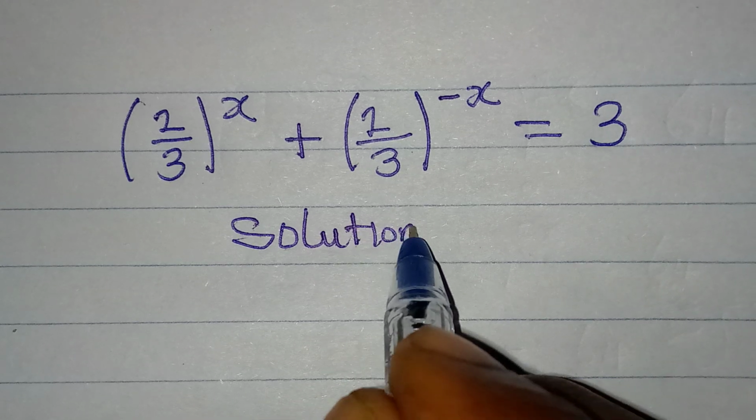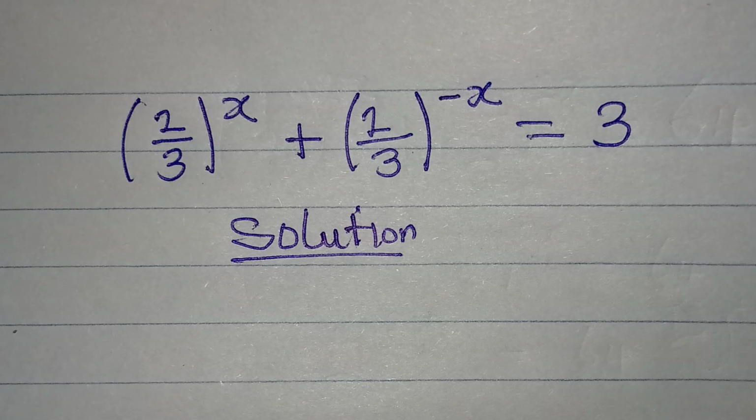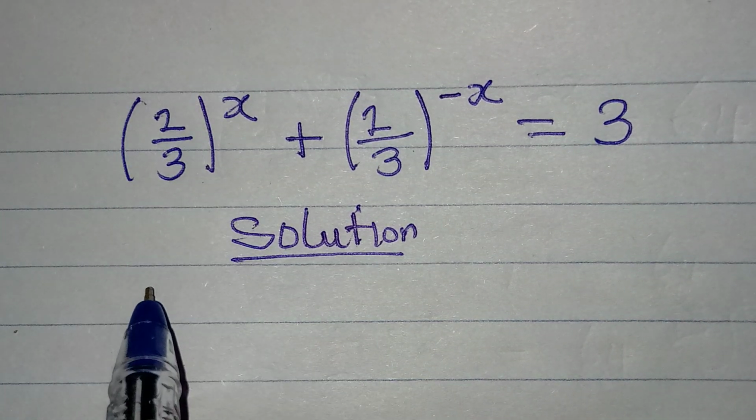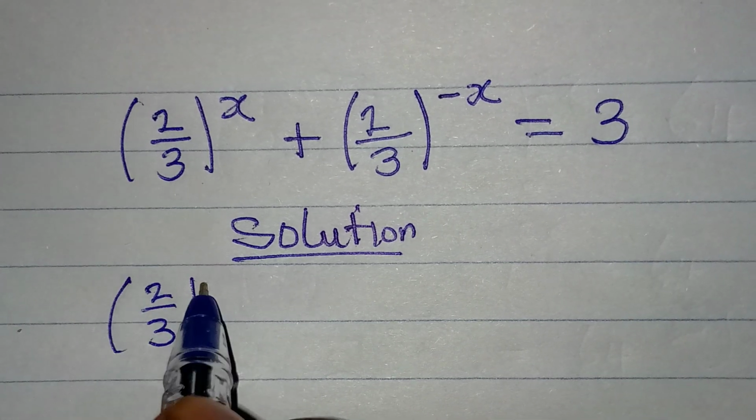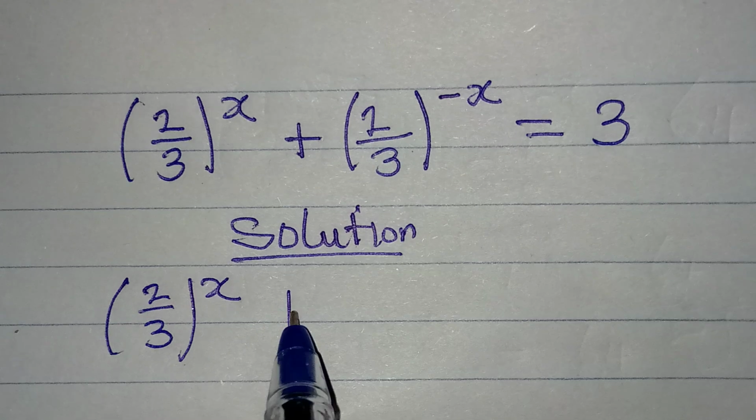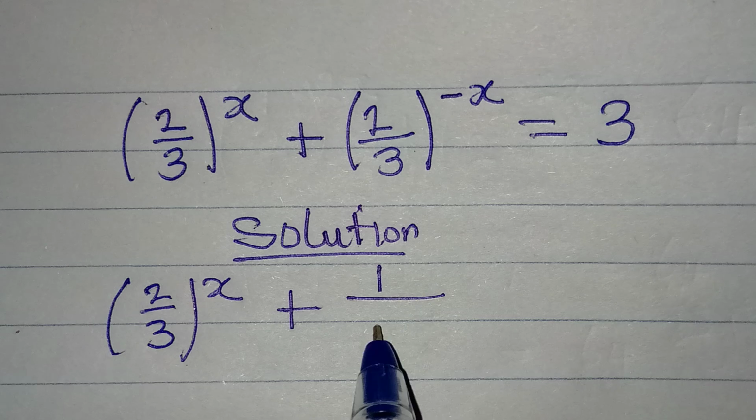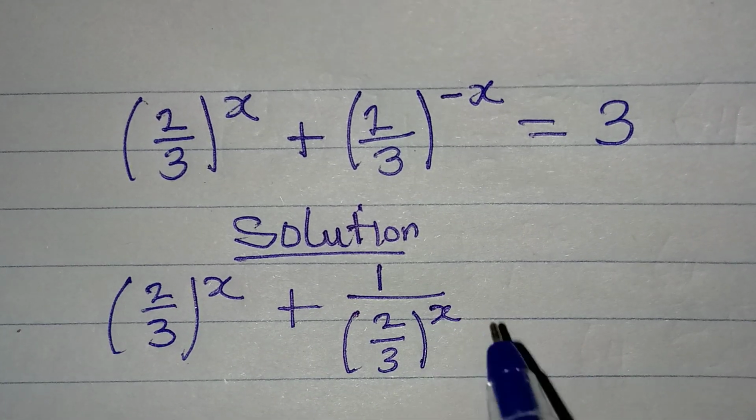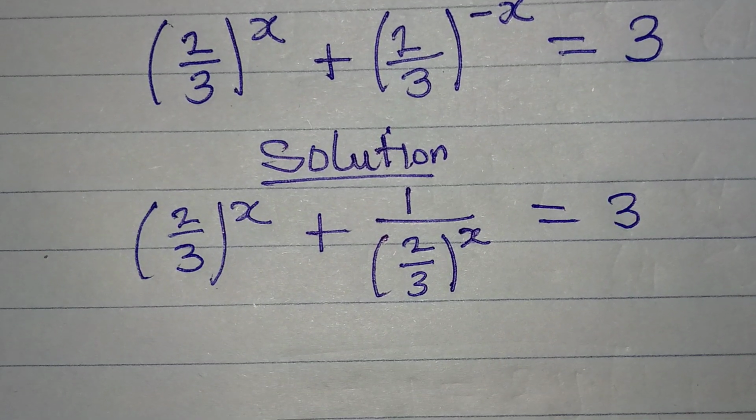Okay, so let's solve this Olympiad Mathematics. This is very simple, but then let's solve it. Okay, so this is what I want us to do. This is (2/3)^x plus, here we're having negative, right? That means we have 1 over (2/3)^x, which is equal to 3. Okay, so that is how it is.